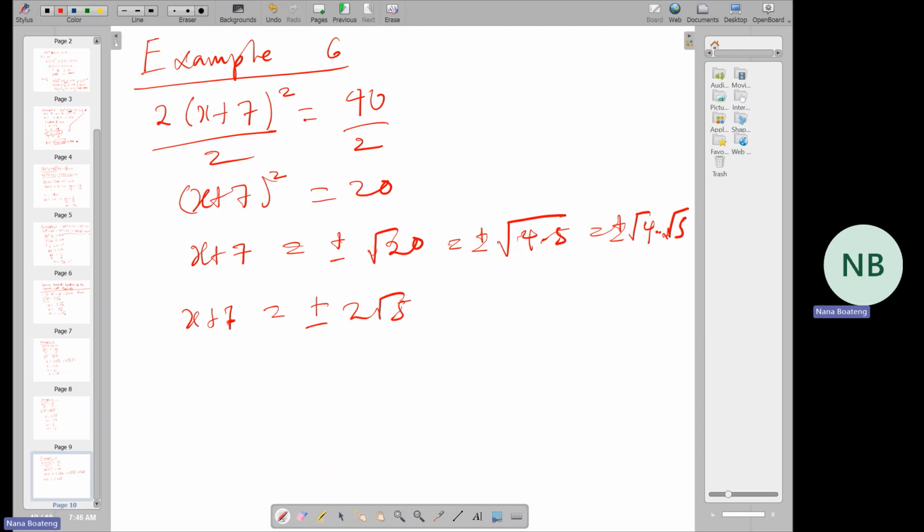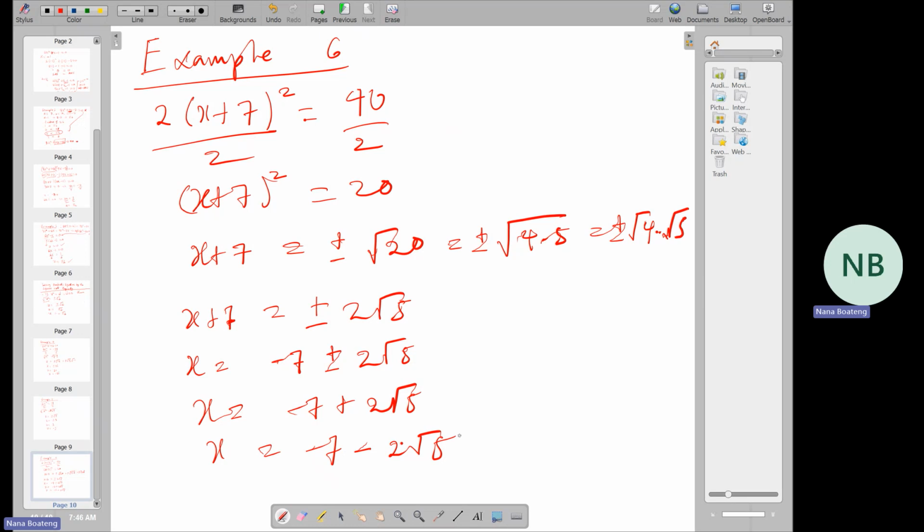So this means if we subtract 7 on both sides, then we have x is equal to negative 7 plus or minus 2 square root of 5. So this means x is equal to negative 7 plus 2 root 5, and x is equal to negative 7 minus 2 root 5. So this is how we use the square root property to solve this.